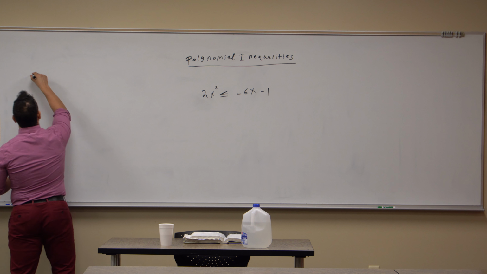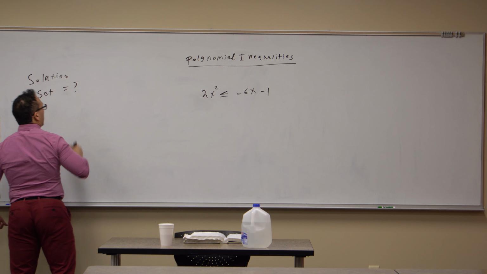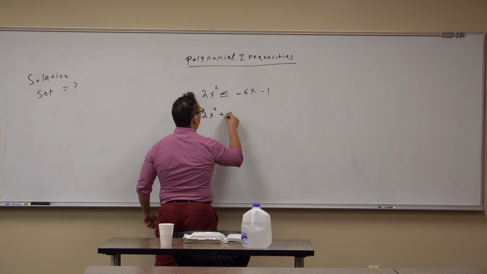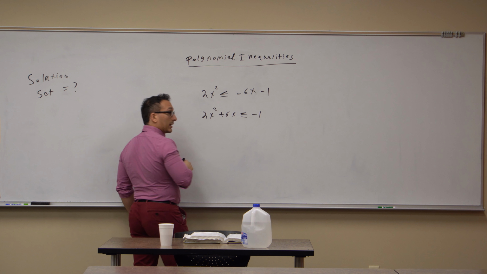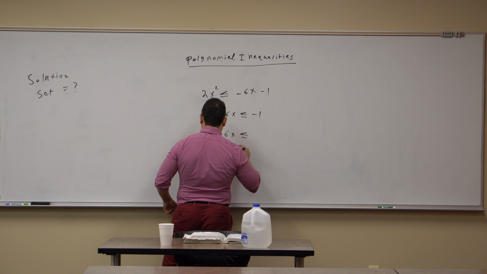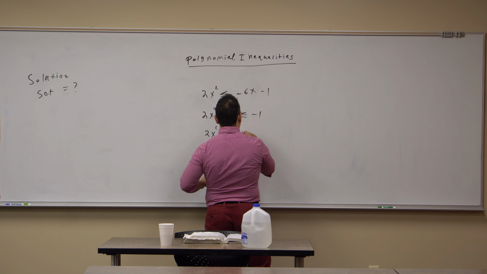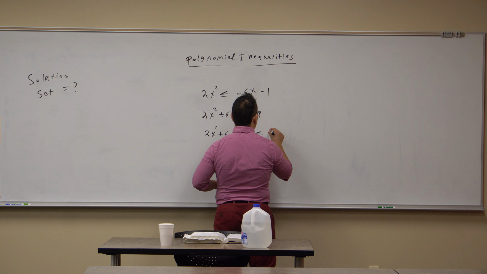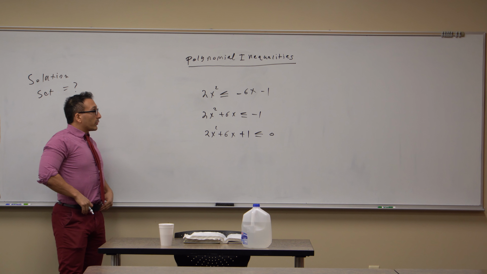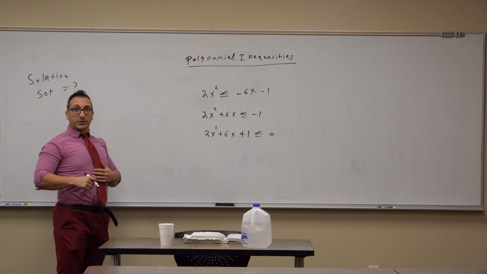So we would aspire to find the solution set. What is the solution set? We'll do so by modifying this equation by adding a 6x to both sides. And then we'll add a 1 to both sides. Notice I'm not fiddling with the orientation of the inequality because I'm not multiplying or dividing by a negative number, so the inequality remains the same orientation.